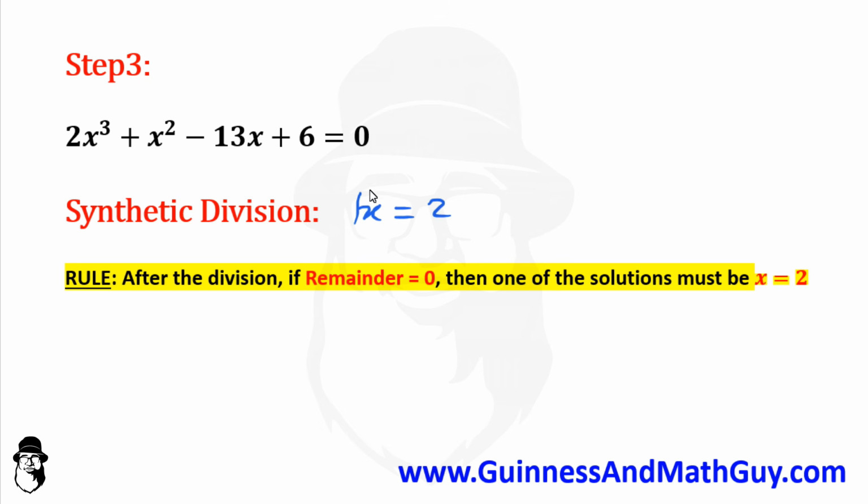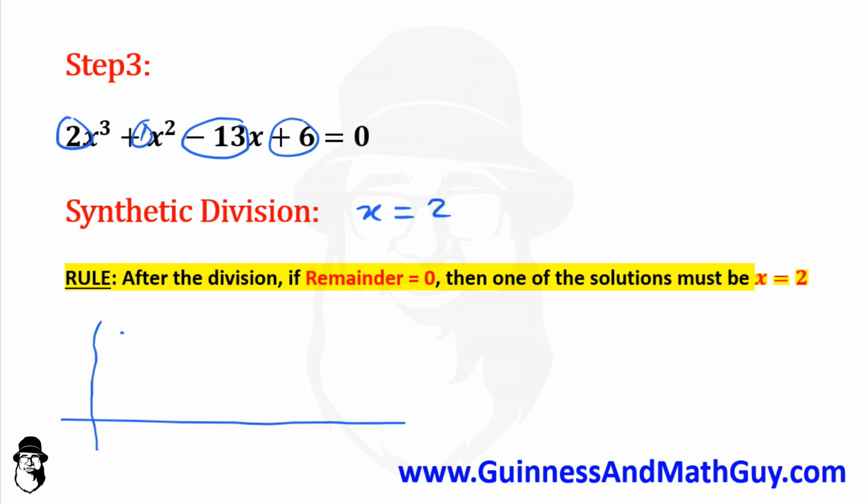If the remainder is 0 at the end, then x equals 2 must be one of the solutions. We write these coefficients: 2, then 1, then minus 13 and 6. Here 2, 1, minus 13 and 6, like that, and this value here. Now we bring this 2 down, then we multiply this 2 by this 2.